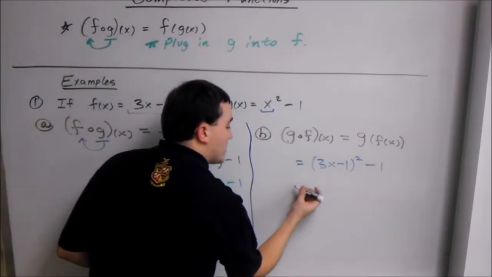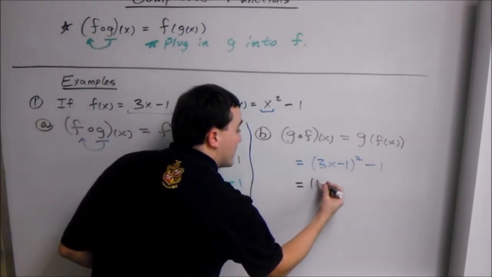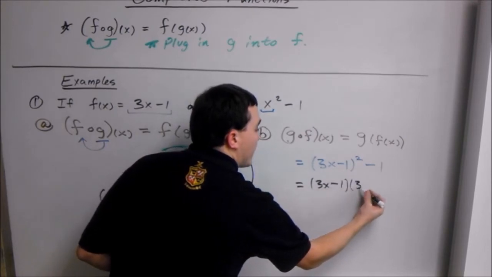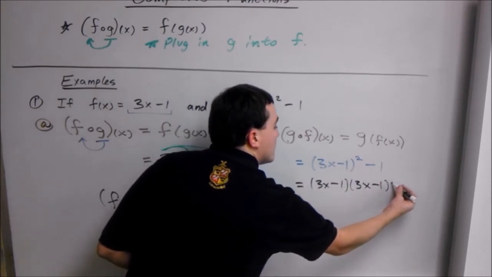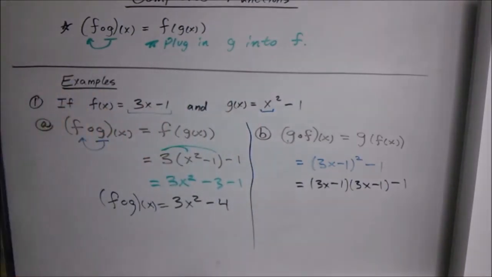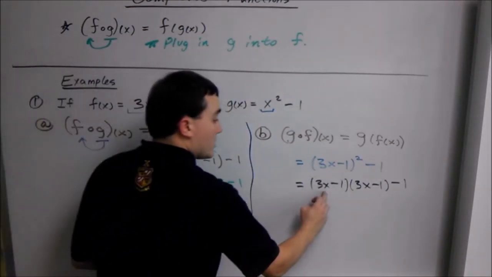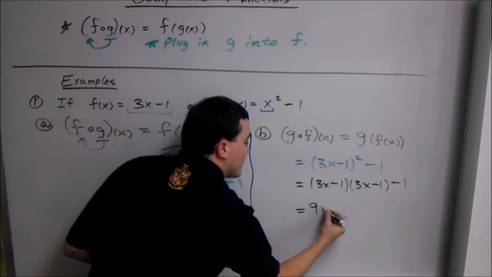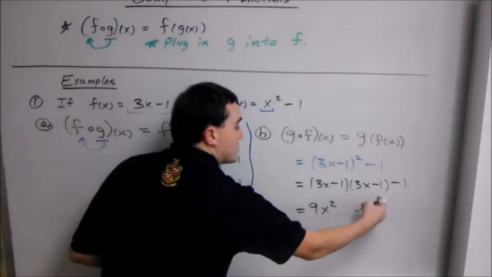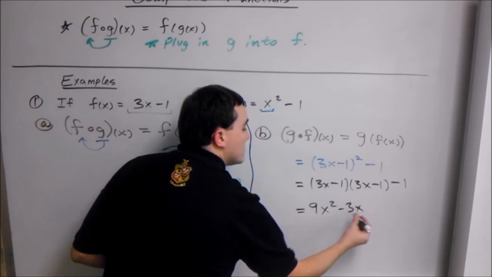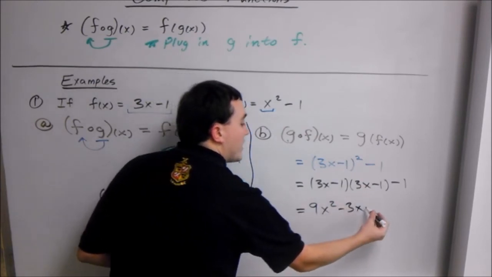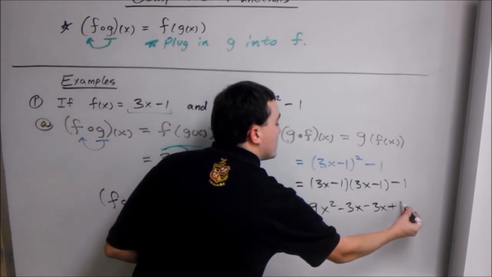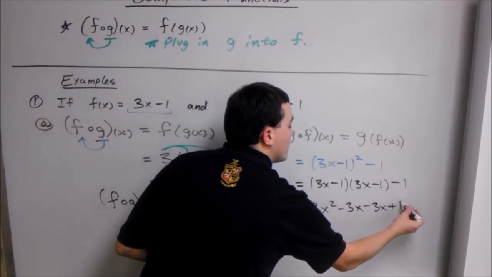We know when we square something, really we're multiplying it by itself. 3x minus 1 times 3x minus 1. Minus 1 follows. So here we have to FOIL. 3x times 3x is 9x squared. 3x times negative 1 is negative 3x. Negative 1 times 3x is negative 3x. Negative 1 times negative 1 is positive 1. And the minus 1 still follows.